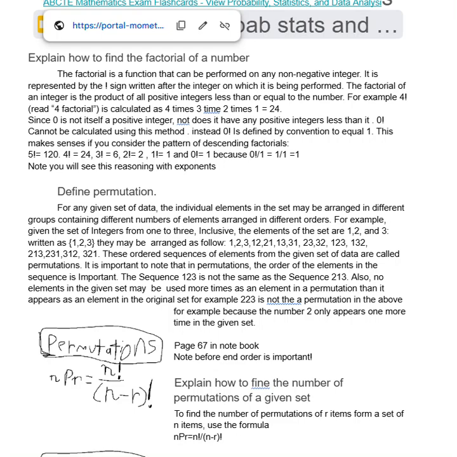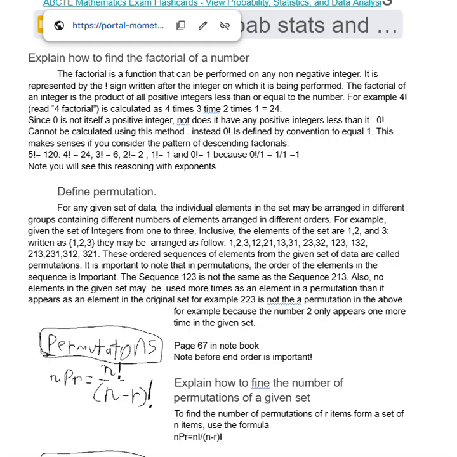Permutations, yes. It is important to note that in permutations, the order of the elements in the sequence is important. The sequence 123 is not the same as the sequence 213. Also, no element in the given set may be used more times as an element in a permutation than it appears.